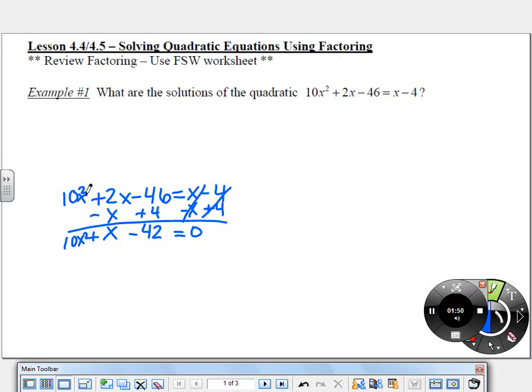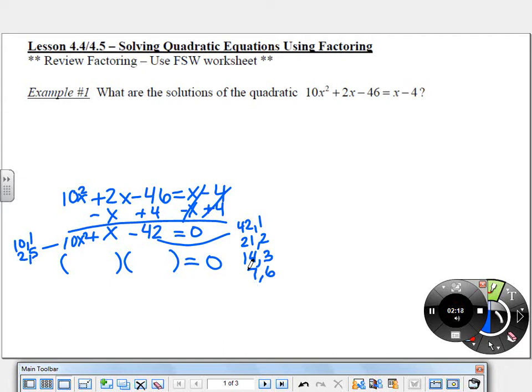Now, we're going to factor. All of you have different ways of factoring. I like to just guess and check, and that means for the 10, I could try 10 and 1 or 2 and 5 as different combinations of factors. And for 42, there's a lot: 42 and 1, 2 and 21, 3 and 14, and then 6 and 7. So anybody have a combination they want to try? Let's try 21 and 2.